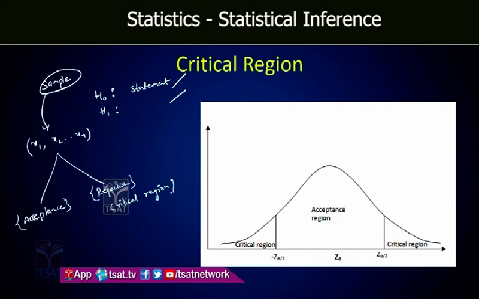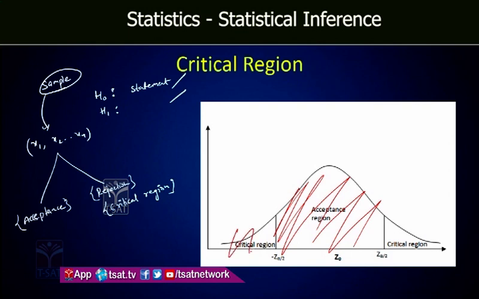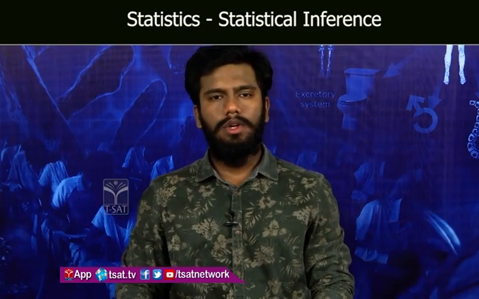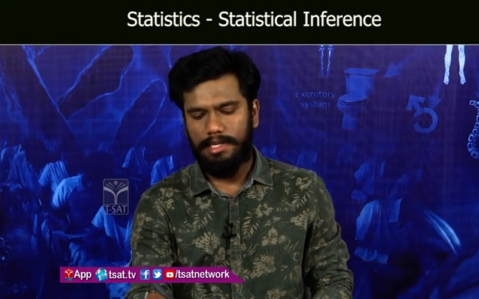This rejection region is also called a critical region. Now these are the graphs, check it here. This is the acceptance region and this is the rejection region or critical region. Basically the critical regions will be at the end of the graphs. Now we'll see the one tail test and the two tail test.